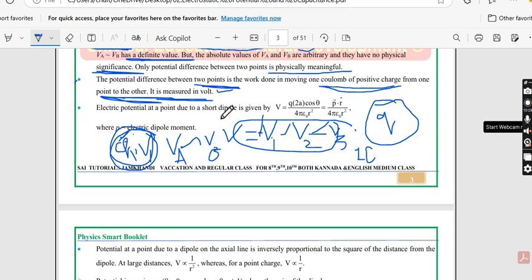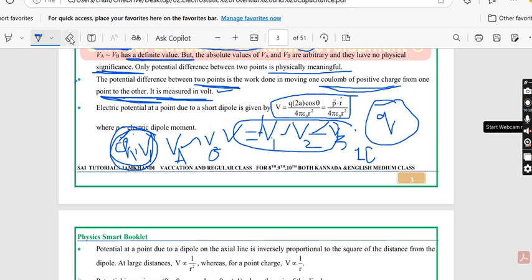Electric potential at a point due to a short dipole is given by this expression, where P is the electric dipole moment. So we need to derive this expression. Let us derive it now.